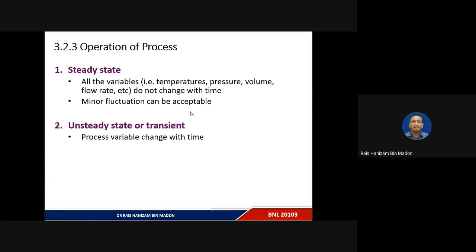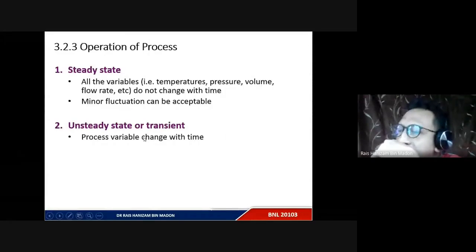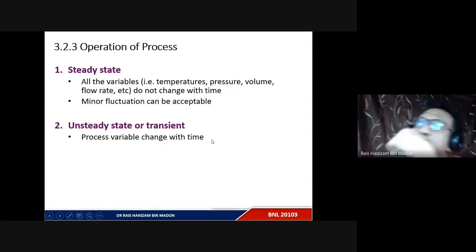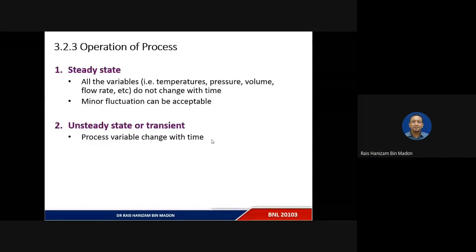Maknanya daripada point A pada point B, di point A pun 500 mil per second, point B pun 500 mil per second. Meanwhile untuk unsteady state or transition, proses ni variable change with time. Okay, contoh macam tadi, Mel tiup balloon. Okay, first tiup, katalah dia punya speed ialah 10 mil per second contoh. Adakah second tiup dapat 10 mil juga? Teorinya tak. Sebab Mel ialah manusia dan dia bukan mesin, dia tak nak control dia punya flow rate. So it becomes unsteady.